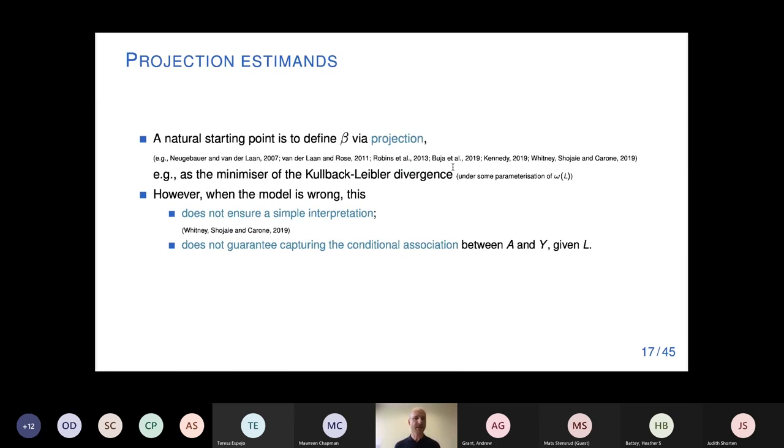We could do that technically, but also that approach seems to be unsatisfactory because if the model is misspecified, then it's usually not so clear how to interpret this projection estimand. And also there's not really a guarantee that it captures the conditional association of interest when the model is misspecified. And let me just make these two points clear with one specific example.